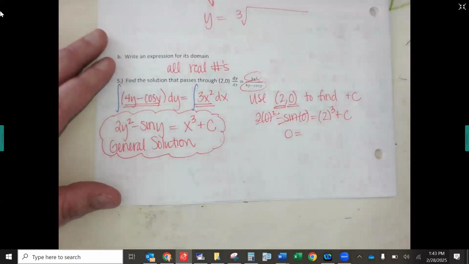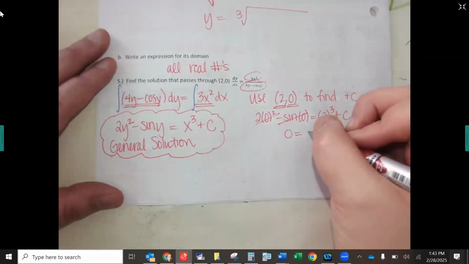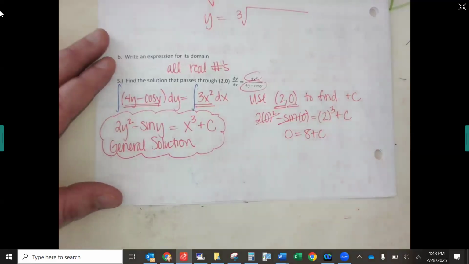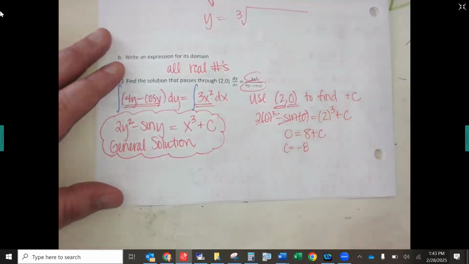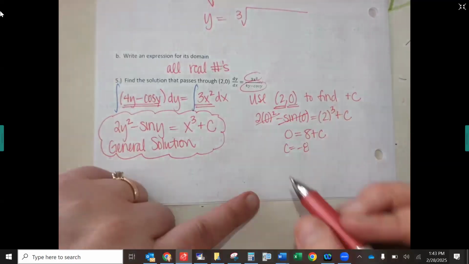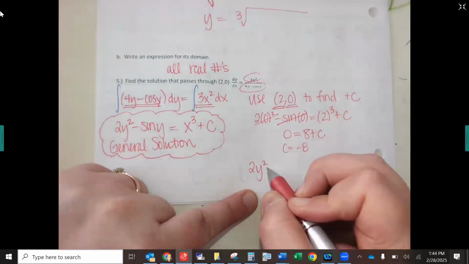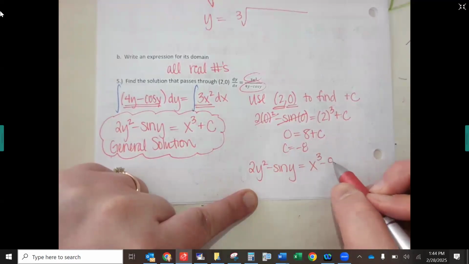And then 2 cubed is 2 times 2 times 2 is 8. And so if 8 plus c is 0, then what's my c? Negative 8. Very good. Okay. And then don't forget, just go back to your general solution. Put this number in that spot. And then now it's a particular solution. Okay, so it'd be 2y squared minus sine y equals x cubed minus 8.